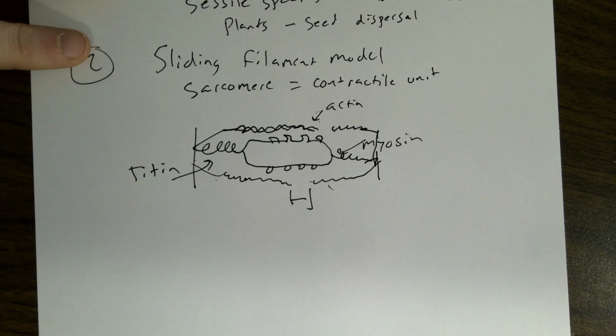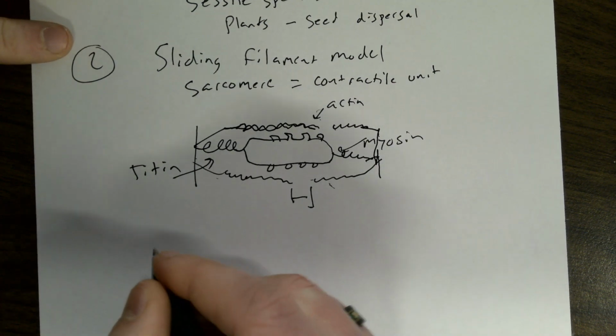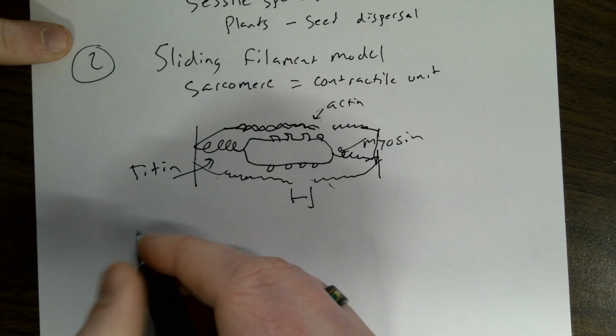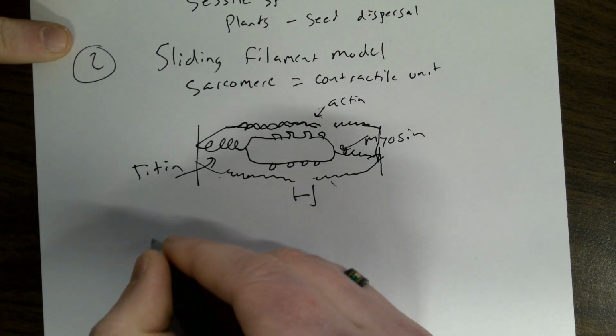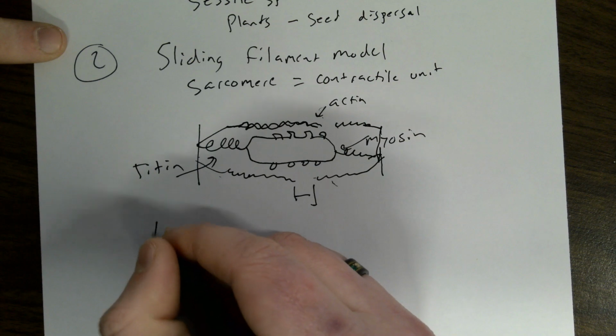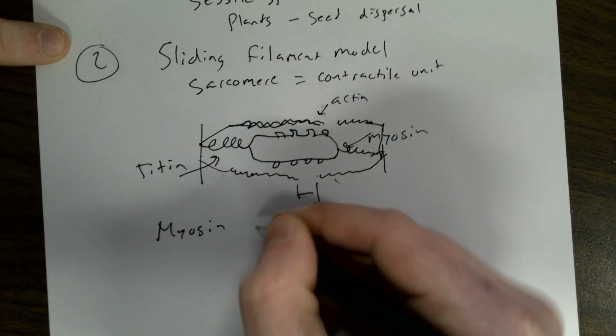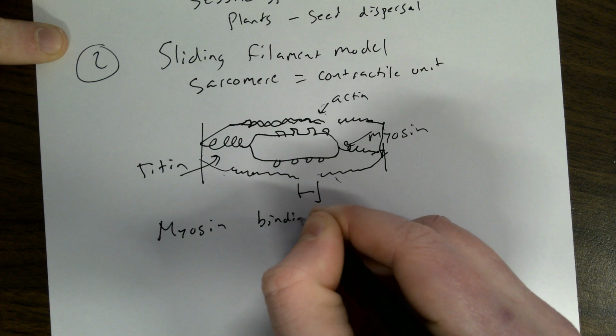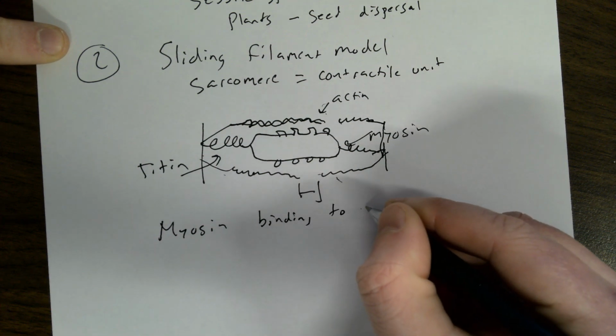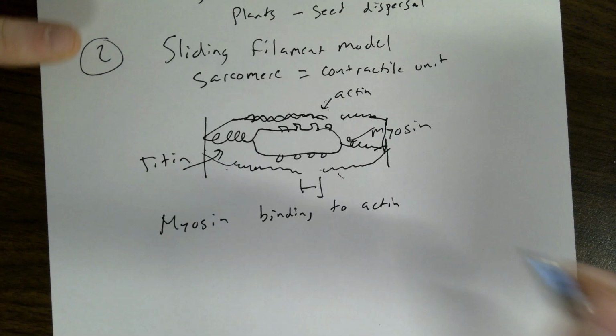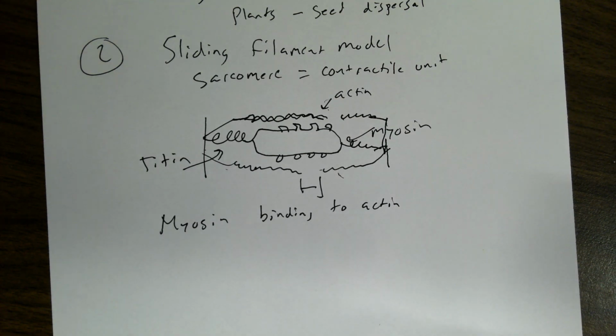For the sliding filament theory, or model, what you need to know is that basically it's all about myosin binding to actin. The myosin does not move, but it's going to pull the actin.